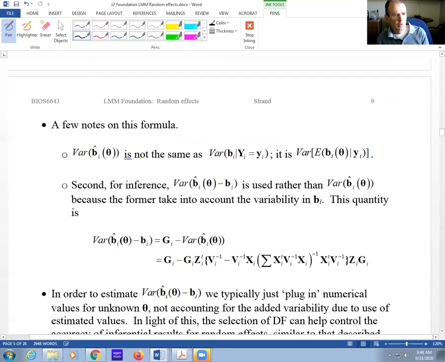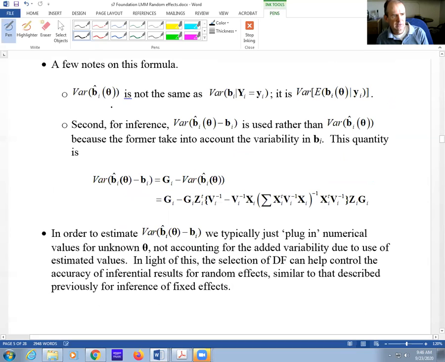But what we end up doing is actually using, because that's a random, we're doing inference on random effects and not fixed effects. And for that reason, we're going to get a better inference if we use, instead of the variance of b hat, the variance of b hat minus b. So we're considering how far away the estimator is from the actual random effect value. And that's what's used in the t-test, because it's going to account for the variability in the random effects.